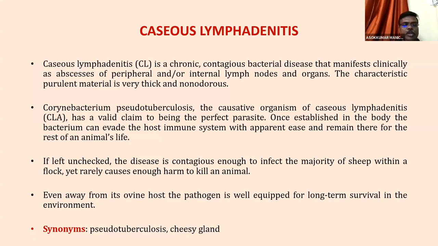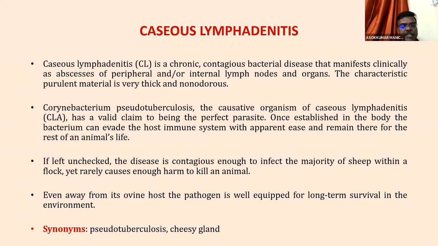Corynebacterium pseudotuberculosis, which is considered to be the causative organism of caseous lymphadenitis, has a valid claim to be a perfect parasite. Once established in the body, the bacterium can avoid the host immune system with apparent ease and remain there for the rest of an animal's life. So once an animal is infected by the pathogen, it becomes a lifelong carrier. That means the pathogen will persist in the body for almost the entire life of the animal.